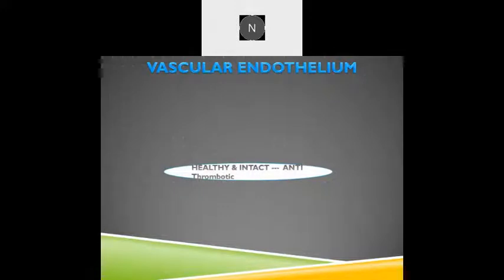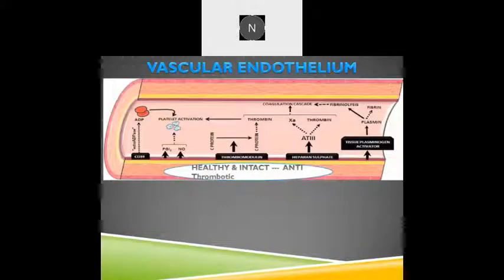Coming to the vascular endothelium, when it is healthy and intact, it is antithrombotic. You don't want any thrombus formation in a healthy vessel in normally flowing blood. So there are mechanisms to prevent it, because all the clotting factors and the platelets are there in the blood all the time, and they are in an inactive form. And even if there is a slight rushing with the endothelial surface, it can get stimulated.